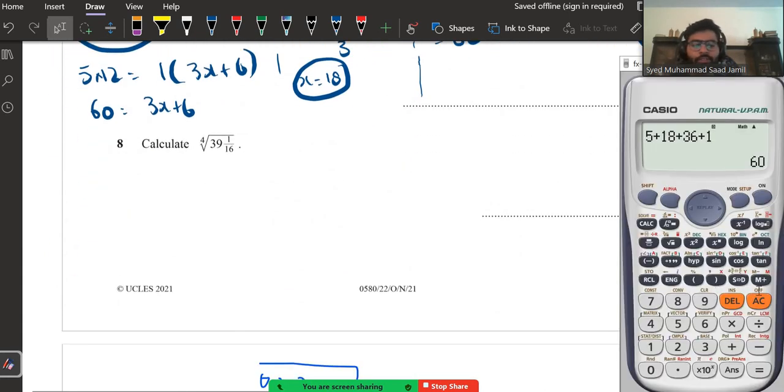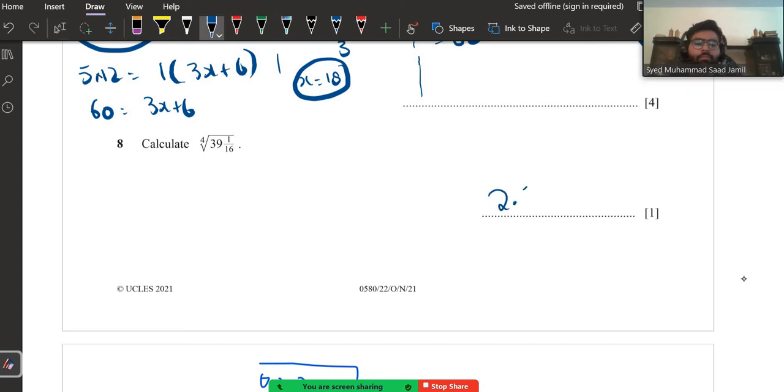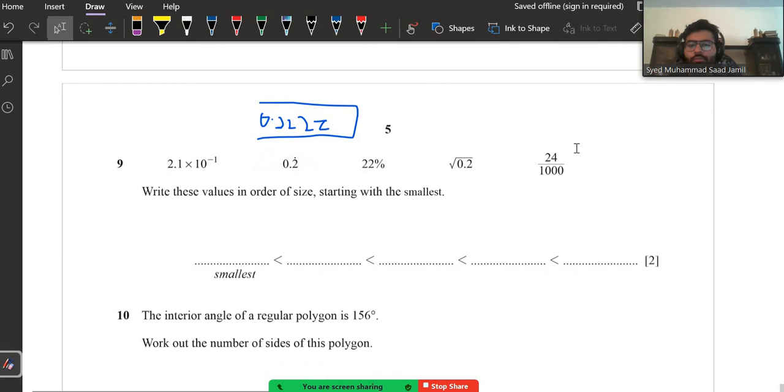Now question number 8. Just pull out your greatest weapon of all times. Go back, then do this. Shift, 1 upon 16 is going to be 2.5. Write these values in order of size starting with the smallest. First of all, convert all of them. Either you can do it in decimal. I can't do anything about that. Let me just use the color white.